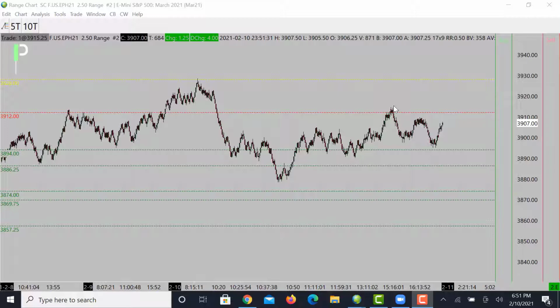Today we'll be going over S&P 500 and also gold, give you guys some levels that we're looking to trade off of for the London session and potentially into the US session. So let's go ahead and hop into it here.